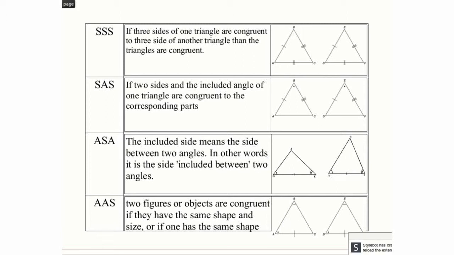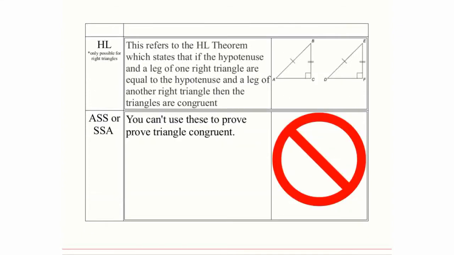Another situation you might see is angle-side-angle. So if two figures of an object are congruent, if they have the same shapes and size. So if one has the same shape, for example, if I could cut off. No, it didn't.